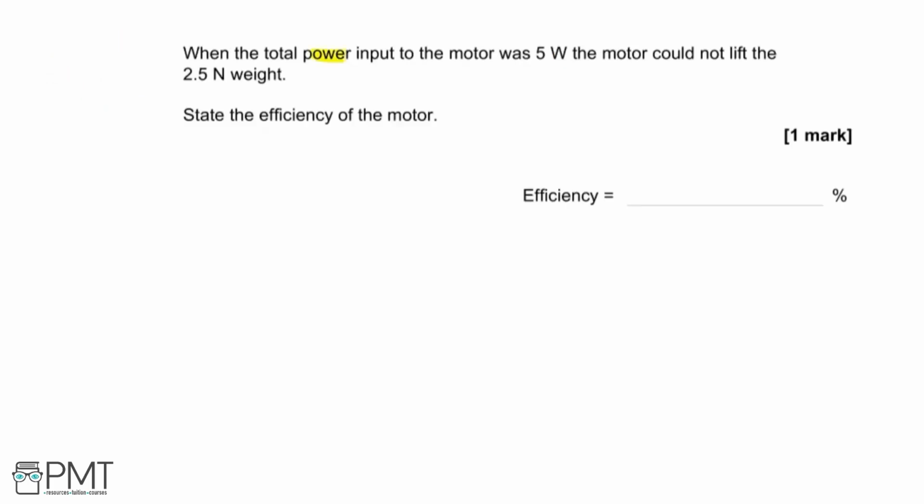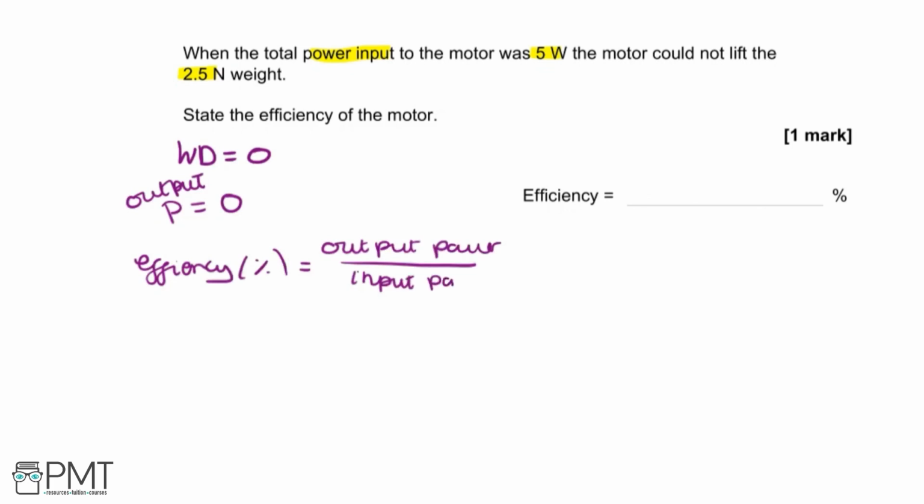When the total power input to the motor was 5 watts, the motor could not lift the 2.5 Newton weight. State the efficiency of the motor. If the motor could not lift the 2.5 Newton weight, it means the weight did not move at all. So this means that the work done is going to be 0. Power is work done divided by time, and 0 divided by anything is 0. So the output power is also going to be 0. Efficiency as a percentage is output power divided by input power times 100. So the output power is 0, the input power is 5, times 100 is 0. So the efficiency is 0%.